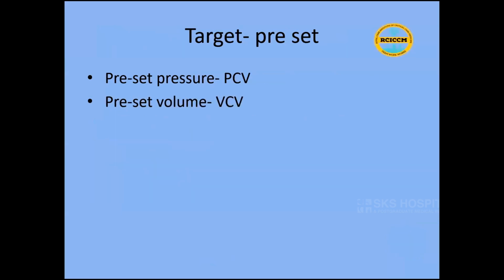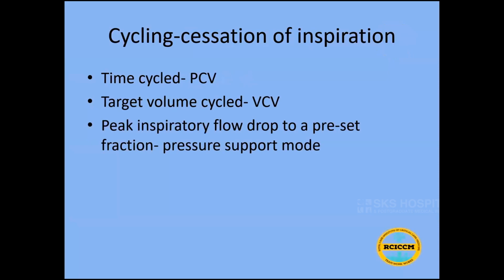And what would be the target? A preset pressure in pressure controlled ventilation, or a preset volume, as in volume controlled ventilation, is what the ventilator is going to achieve. And once the target is achieved, typically a cycling happens. Cycling is when the ventilator switches from inspiration to expiration. Such a switchover is called cycling, and this cycling will be time cycled, as in pressure controlled ventilation, or volume cycled, as in volume controlled ventilation.